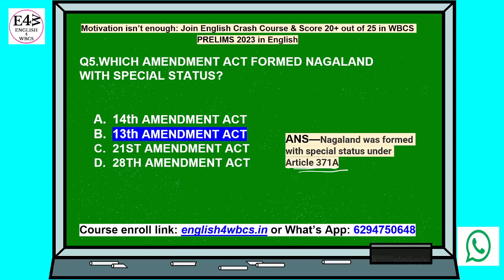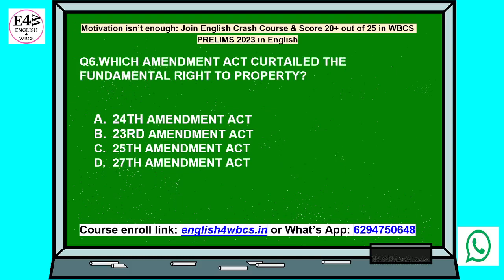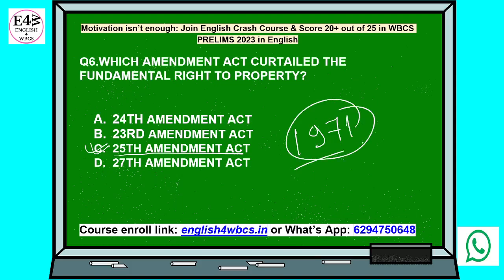So coming to the next question, question 6. Which Amendment Act curtailed the fundamental right to property? These are very basic questions, but these are very important. This is important for WBCS as well as CHSL, CGL, MTS, all kind of SSC exams, okay? Which Amendment Act curtailed the fundamental right to property? The correct option is option C. It's 25th Amendment Act. So 25th Amendment Act took place in 1971.